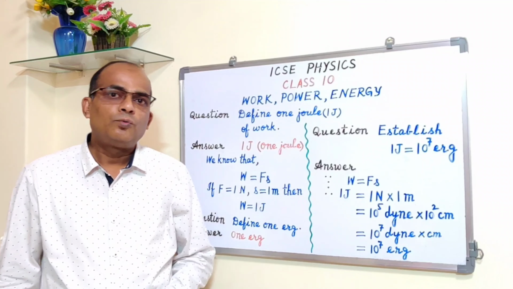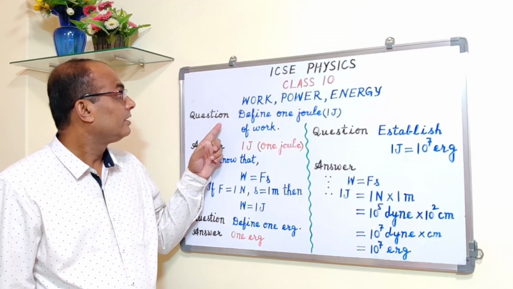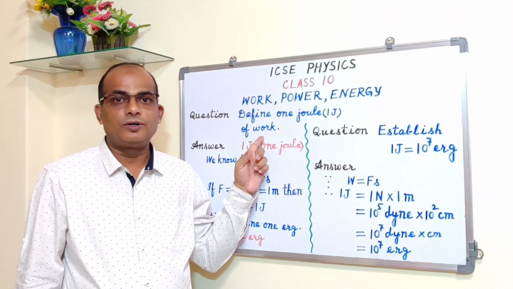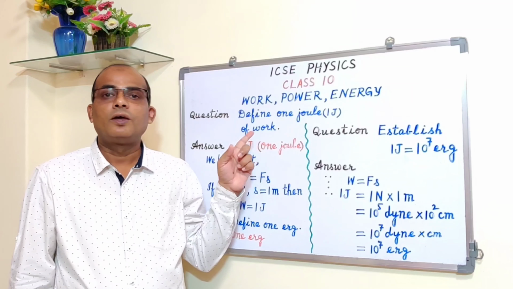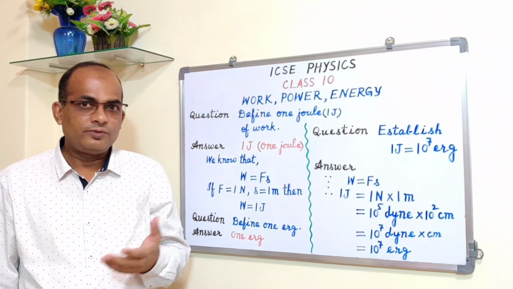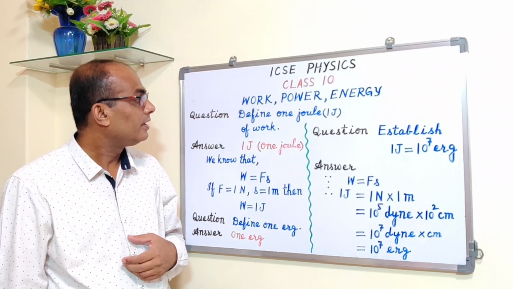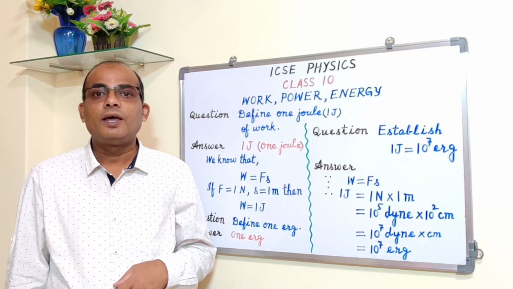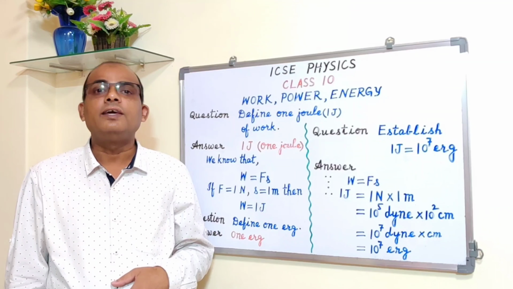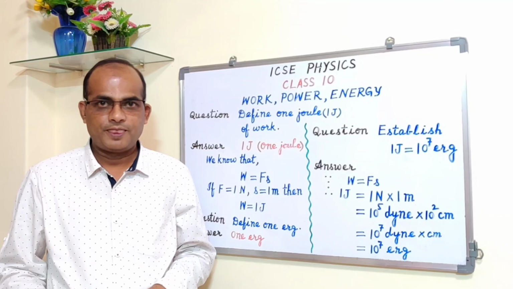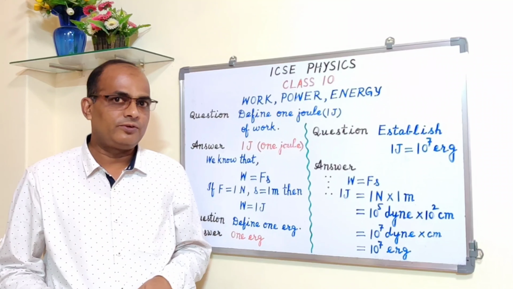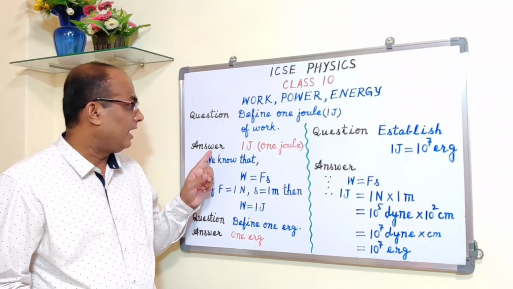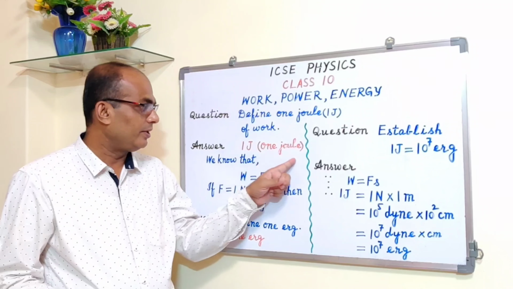The first question is define 1 joule of work. The question can be asked like this also. State and define the SI unit of work. And you know that the SI unit of work is joule. Okay. Answer: 1 joule.